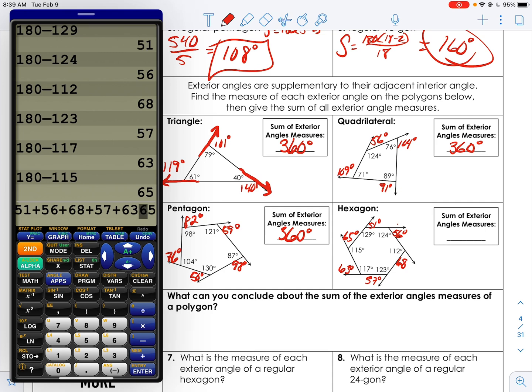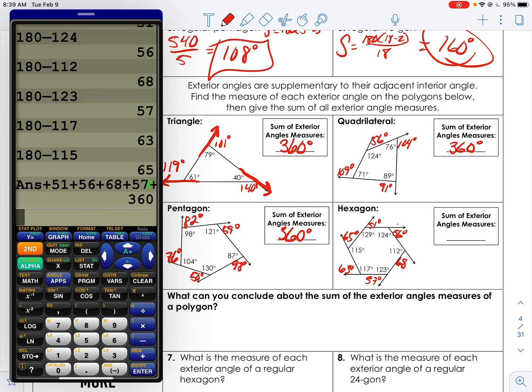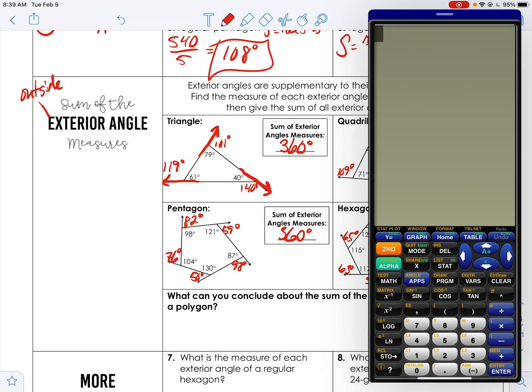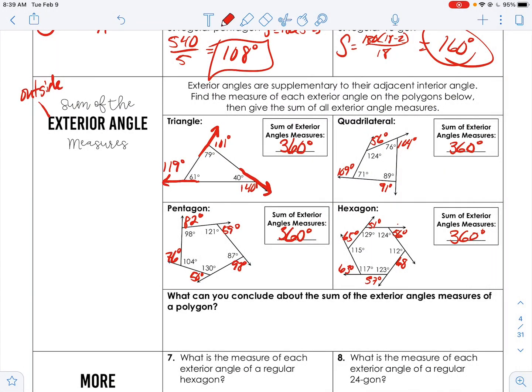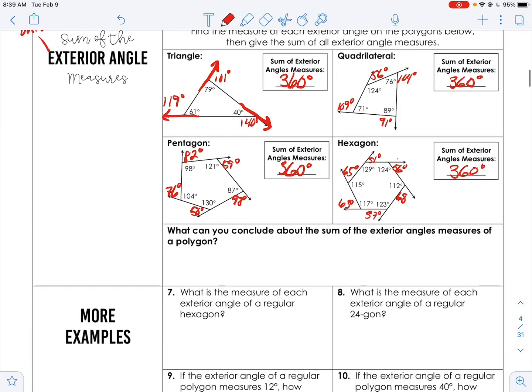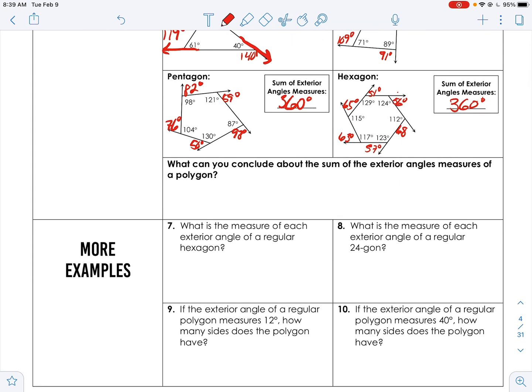No, we already did 65. Enter. 360. Interesting. So what do we see? What do we notice? What can you conclude about the sum of the exterior angle measures of a polygon?